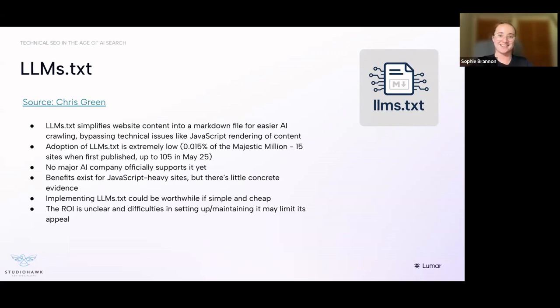So it helps if your site is heavily built on JavaScript to render content and it's not in your HTML. The idea was your LLMs.txt would provide that information to AI bots. Now, a couple of things here. The adoption of an LLMs.txt is extremely low. It's gone up to 105 sites out of the million that Chris Green pulled through. So no one's really using it.